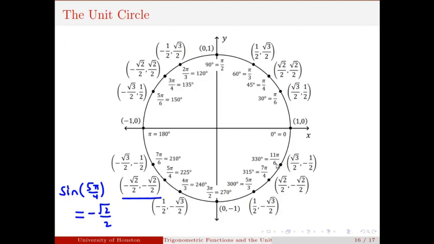11 pi over 6 radians corresponds to 330 degrees, which we find in quadrant 4 of the unit circle. Therefore, the cotangent of 11 pi over 6 is equal to the x-coordinate of this point, square root of 3 over 2, divided by the y-coordinate of this point, which is minus 1/2. And this simplifies to give us minus square root of 3. So we find that the cotangent of 11 pi over 6 is equal to minus square root of 3. This concludes our review of trigonometric functions in the unit circle.